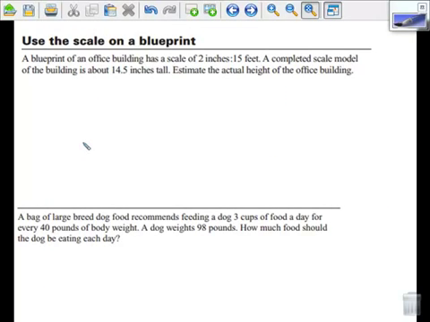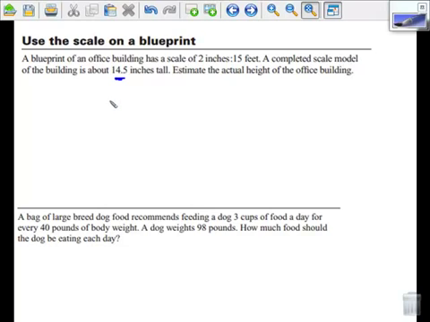Next, we're going to use a scale on a blueprint like I was talking about earlier. The blueprint of an office building has a scale of 2 inches to 15 feet. So in the drawing, 2 inches represents 15 actual feet in the office building. A completed scale model of the building is about 14.5 inches tall. Estimate the height of the office building.